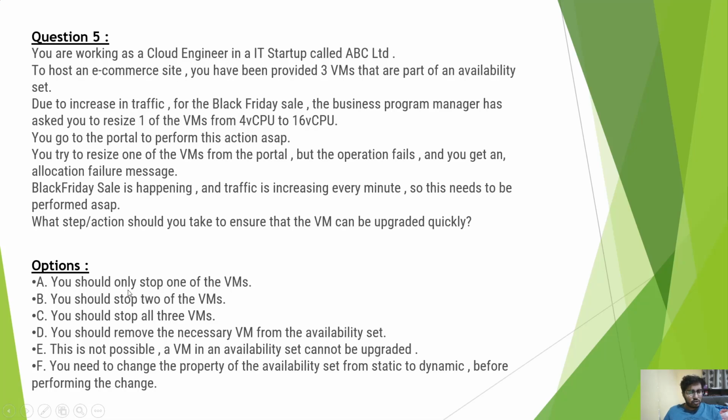Number 1, you should stop only one of the VMs. You should stop 2 of the 3 VMs. You should stop all 3 VMs. You should remove the necessary VM from the availability set. This action in itself is not possible. A VM in an availability set cannot be upgraded. You need to change the property of the availability set from static to dynamic before performing this change.